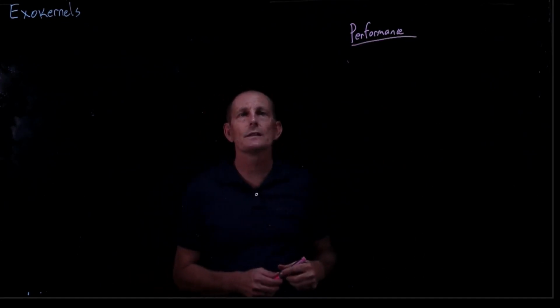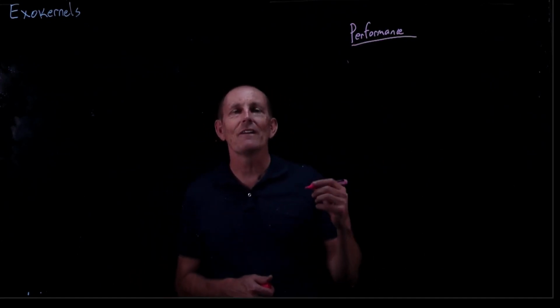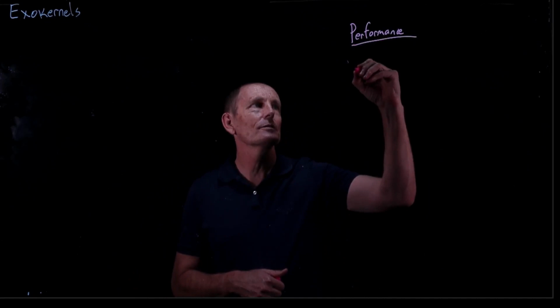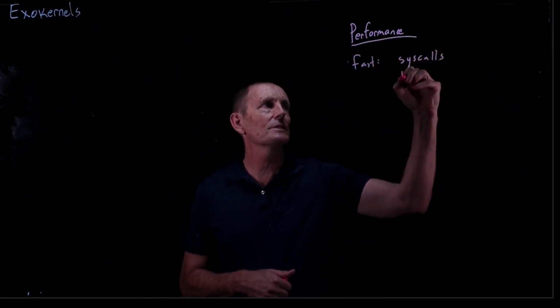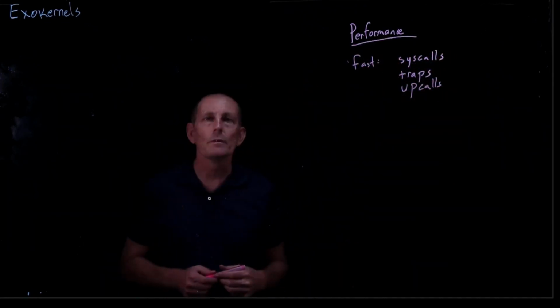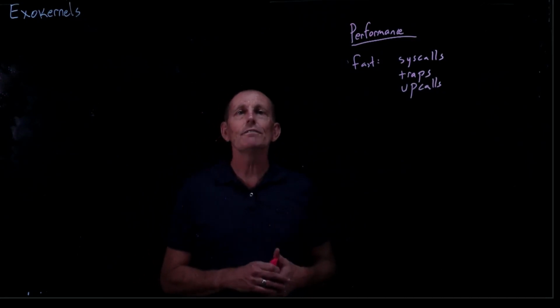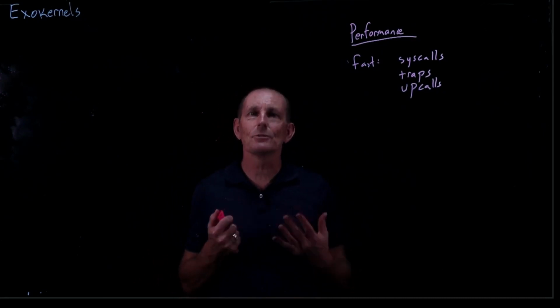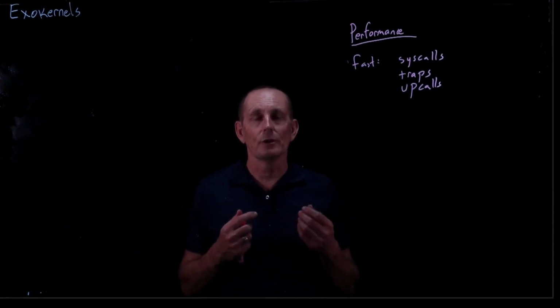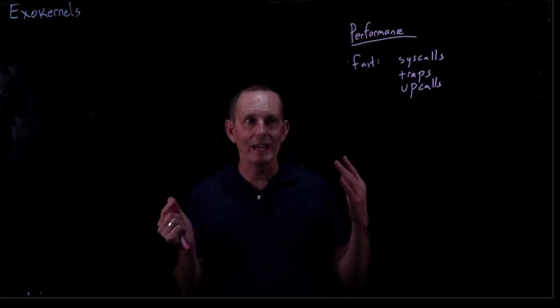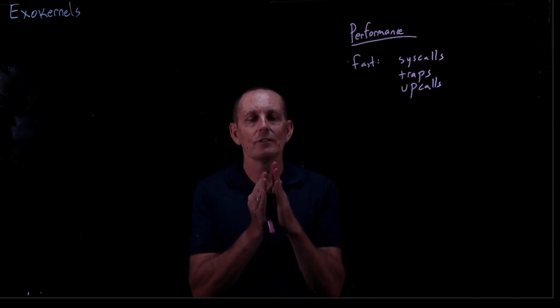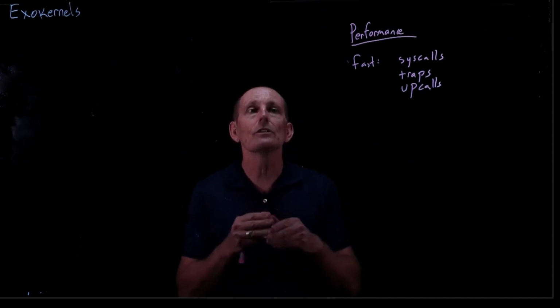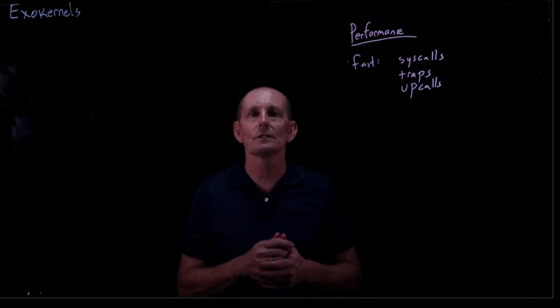So how do we get good performance out of this? Mostly, it's about speed of system calls and traps and up calls. We make those fast. If you have slow system calls, for example, then that tends to encourage complex system calls, right? You want a system call to kind of do a lot so you can amortize its cost. But if the cost is very low, then you can afford to make multiple system calls for things.